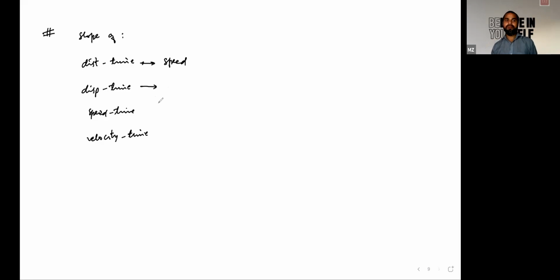Similarly, Hamza, tell me the slope of the displacement-time graph. Which quantity will be depicted by the slope of the displacement-time graph? For any relation, for the slope, just divide these two terms. So it will be nothing but displacement upon time. So which quantity will be related as displacement upon time? Hiba?